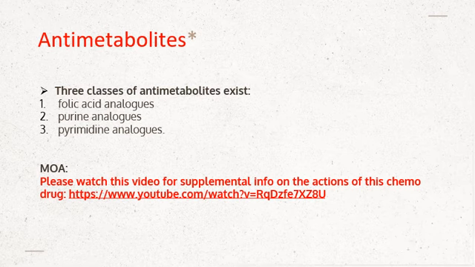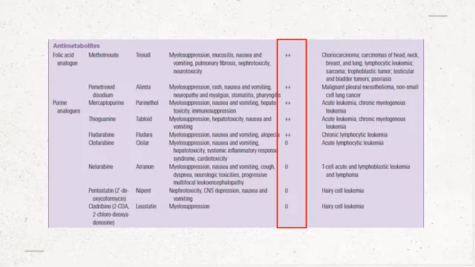So, there are 3 classes of antimetabolites. You have your folic acid analogs, purine analogs, and your pyrimidine analogs. For the detailed mode of action, please watch this video. Again, the important thing here will be the table. This is the important table. It has the class: your folic acid analogs, purine analogs, and pyrimidine analogs, the drugs, and of course, the adverse effects.